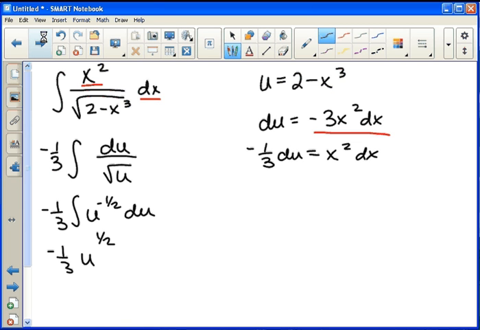Final step. Plug back in for what we set for u. Just so you know, it's completely fine to leave your answer like that, but it could also be rewritten with a radical. Both of those would be correct.